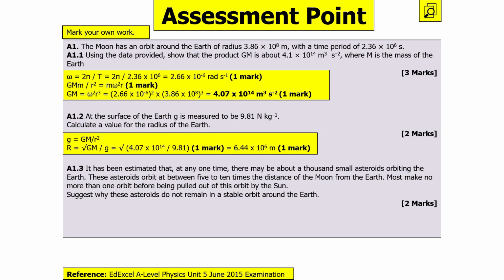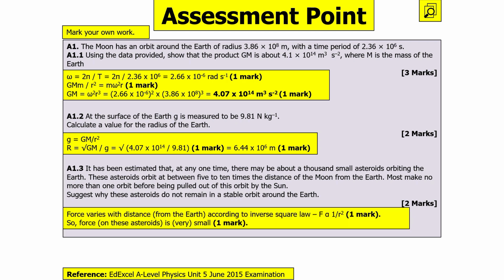We know g equals GM over r squared, so r is equal to the square root of GM over g. Pop in all the values, 6.44 times 10 to the 6 meters. Now, the force will vary with the distance from the Earth, so according to the inverse square law, F is proportional to 1 over r squared, so the force on these asteroids will be very small.